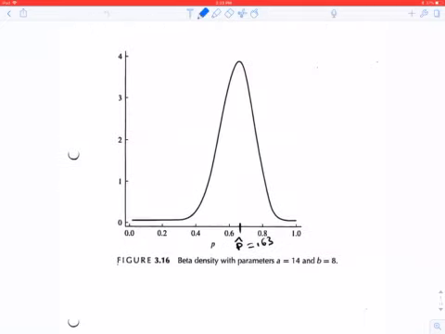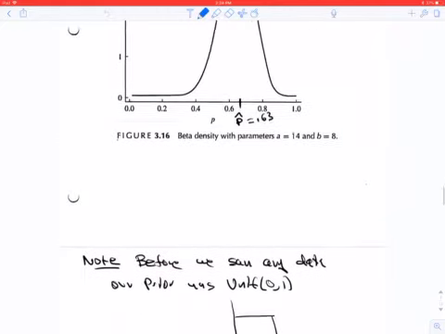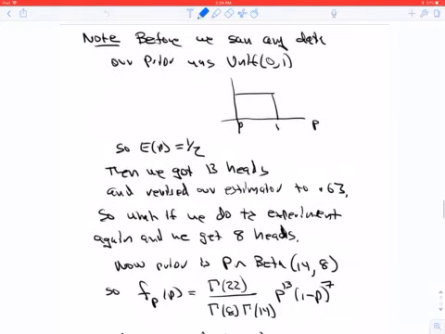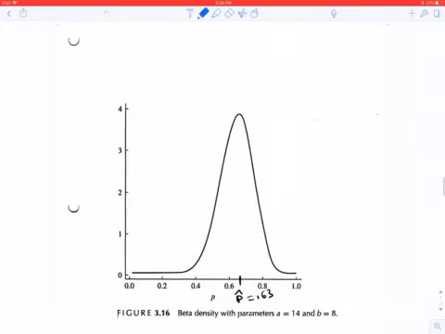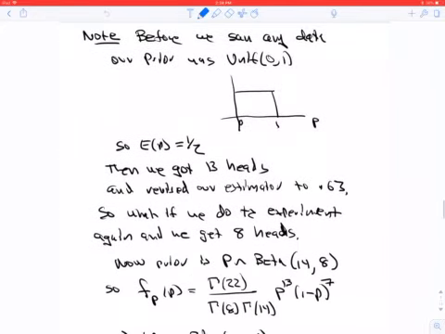And here is a picture of the posterior distribution, beta(14, 8), and the posterior mean is the center of that distribution, 0.63. Now, before we collected any data, our prior was uniform, and the posterior mean in this case is the center of the uniform, which is a half. We collected some data, and our posterior now looks more narrow, pointed, right? So that's what we're looking for.